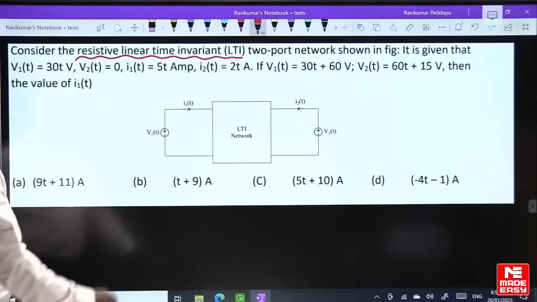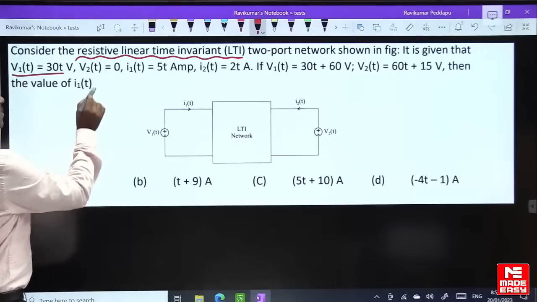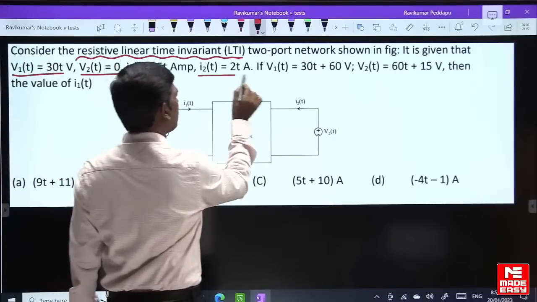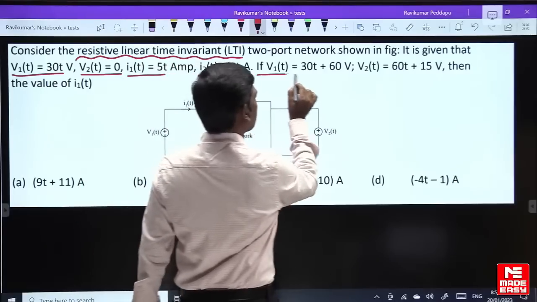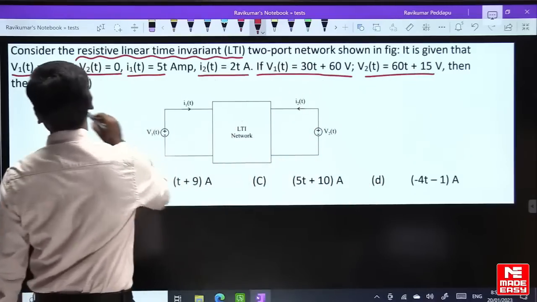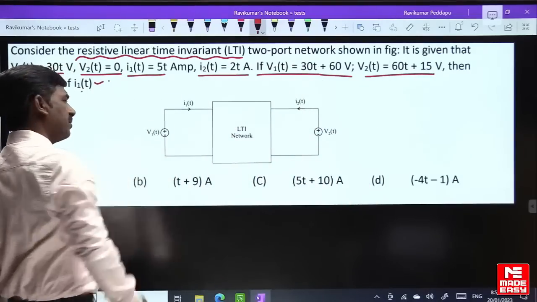It is given that V1 of t is equal to 30t, V2 of t is equal to 0, I1 of t is equal to 5t amperes, I2 of t is equal to 2t amperes. If V1 of t is equal to 30t plus 60, V2 of t is equal to 60t plus 15, then find the value of I1 of t.